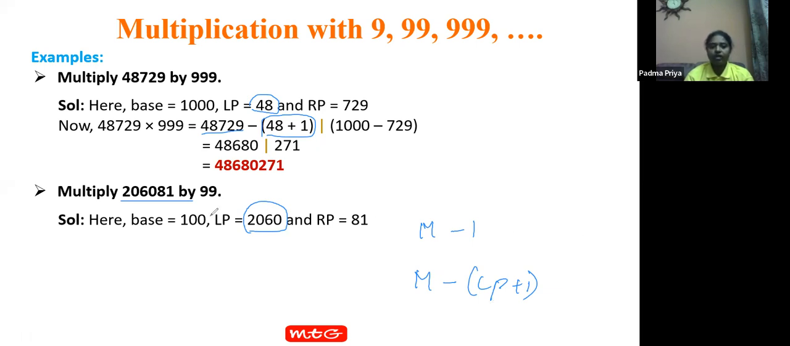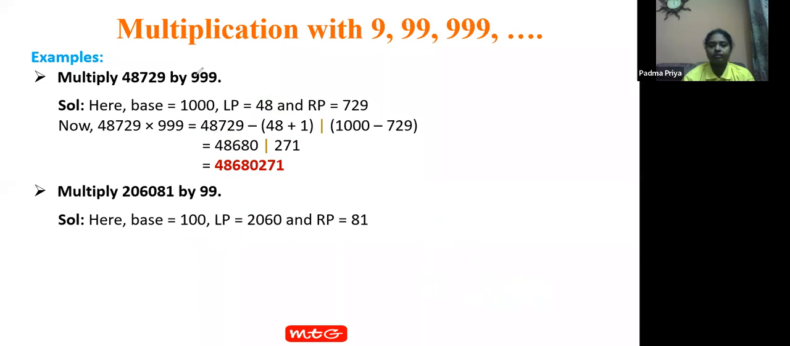So, ma'am, should we take the base of the right side number or left side number? Why are you talking about the base for left side and right side? Base is always based on this 99, isn't it? 99 has two digits, so base is 100. Okay, ma'am. Good.